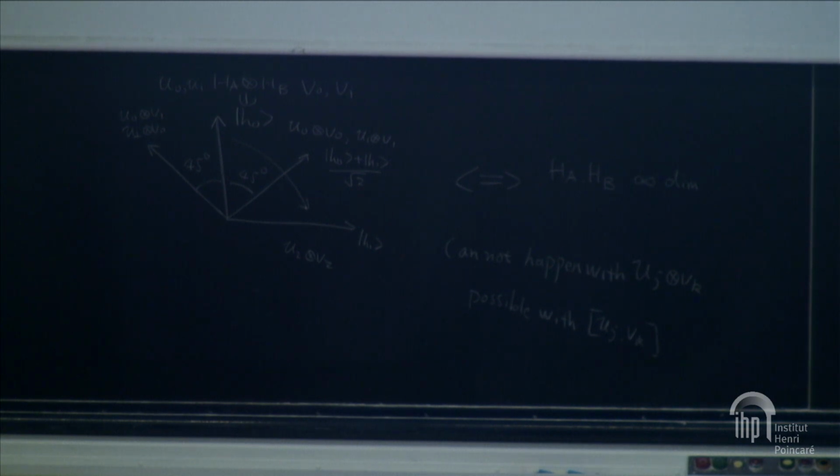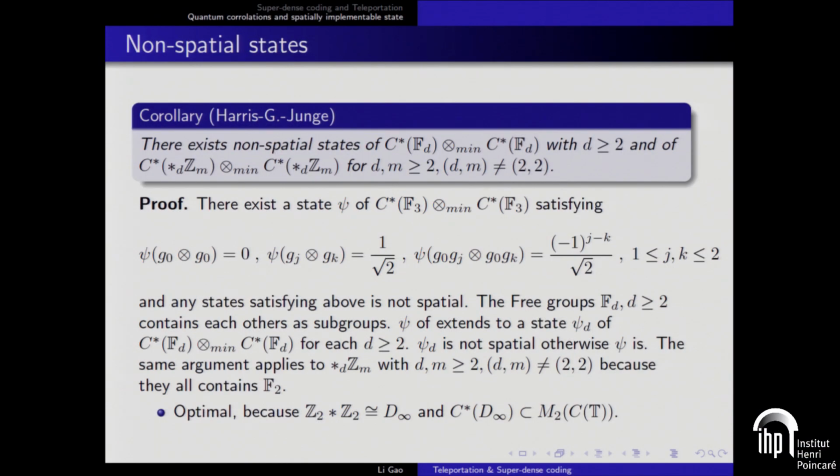Whenever you have these non-spatial states on F3, then since free groups with more than 2 generators contain each other as subgroups, that extends to non-spatial states on the other free group C-star algebras. And these states cannot be spatial because they are extensions of non-spatial states. The same argument applies for the free product of the cyclic groups.